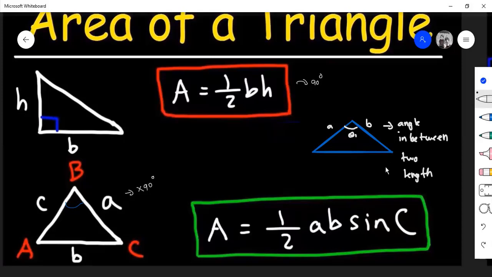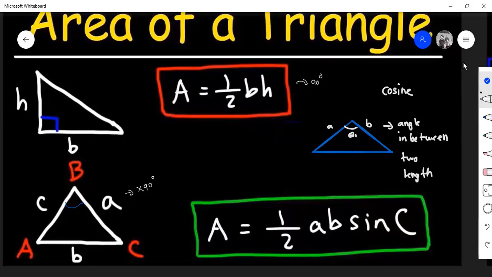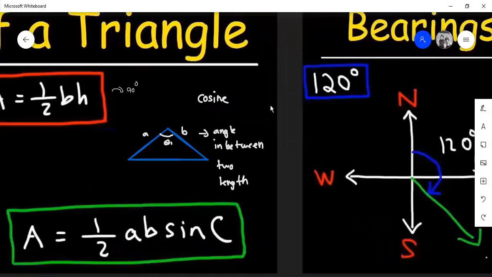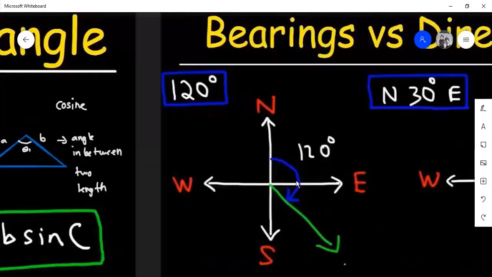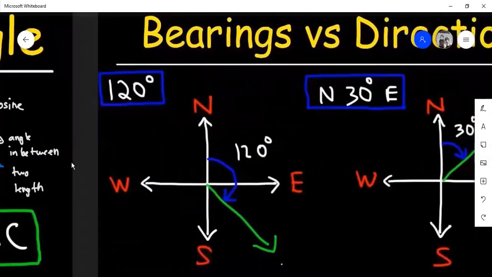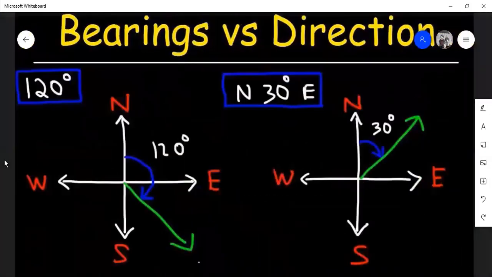So when you want to use this formula or the cosine rule formula, also same thing: your angle must be in between the two lengths. That is pretty much about these formulas. Later we do partial, understand better. And we have another one that we need to cover. Next one I want to cover is bearing versus direction.